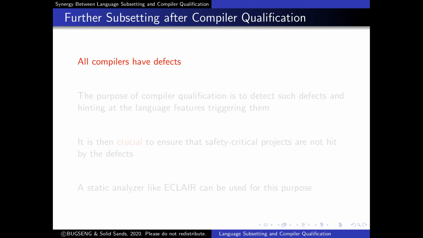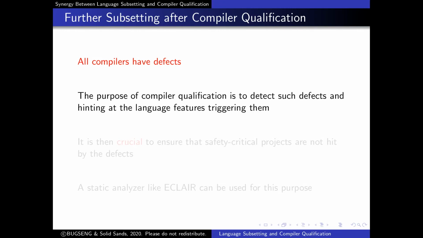There is another aspect of the synergy, which Marcel hinted at. Since all compilers have defects, when you find them, the point is that you need to know whether your project is affected or not. And since you will always find bugs in compilers, you can hope that the bugs are limited to a feature that you don't use, for example, complex number. It would be too good to be true.